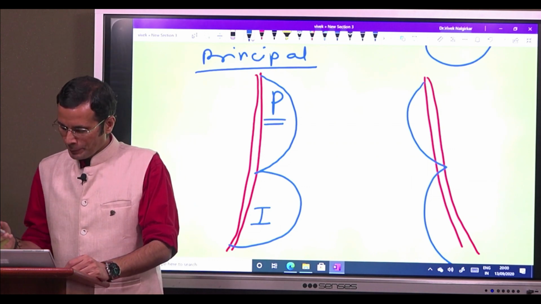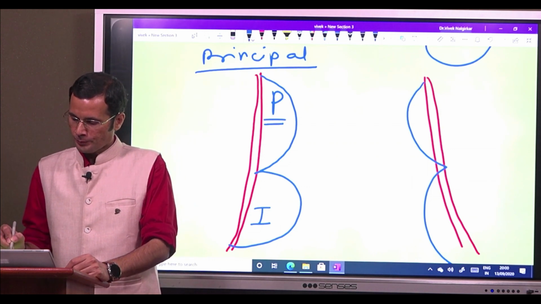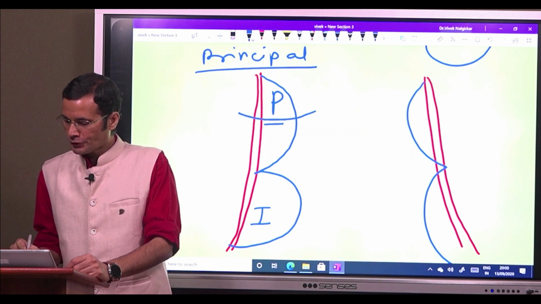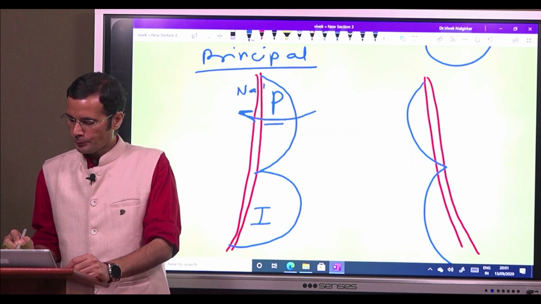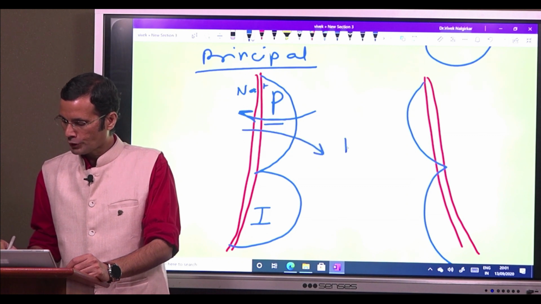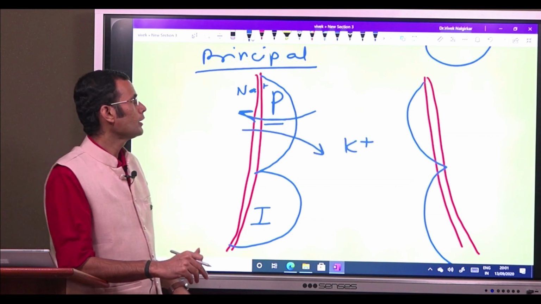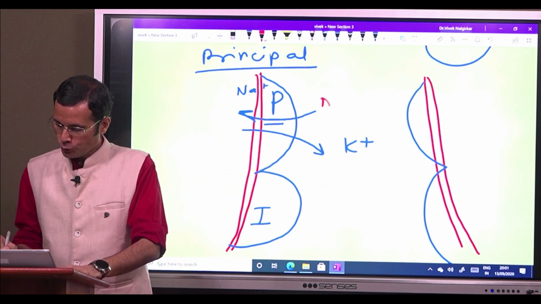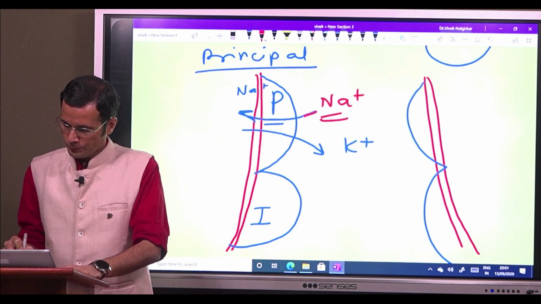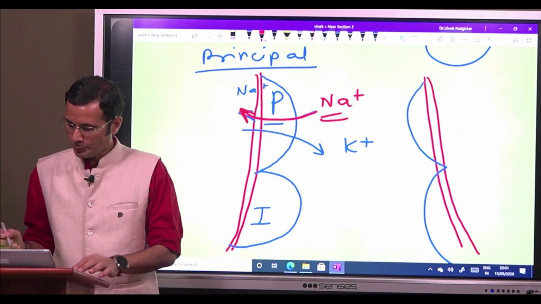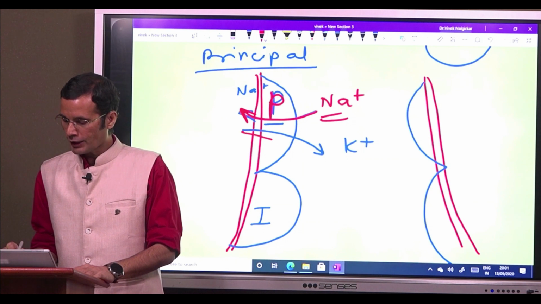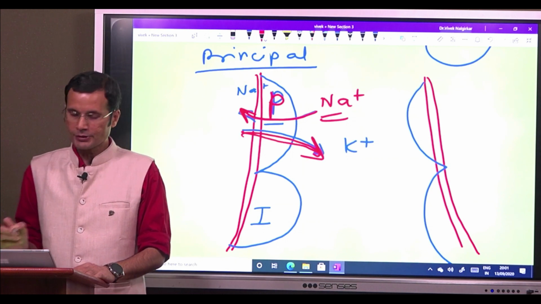So far as the principal cell is concerned, it reabsorbs sodium and secretes potassium. I am talking about the principal cell, P cell. It reabsorbs sodium and secretes potassium. I will mention how it happens.